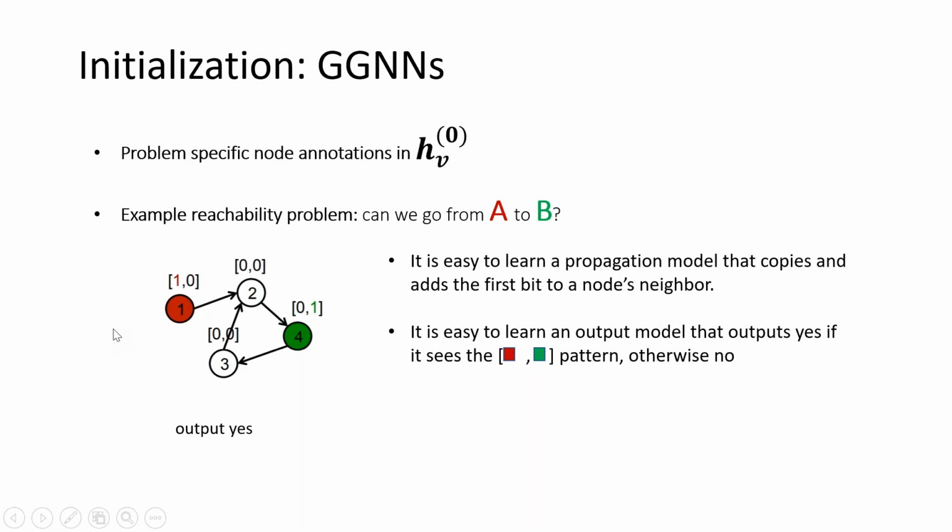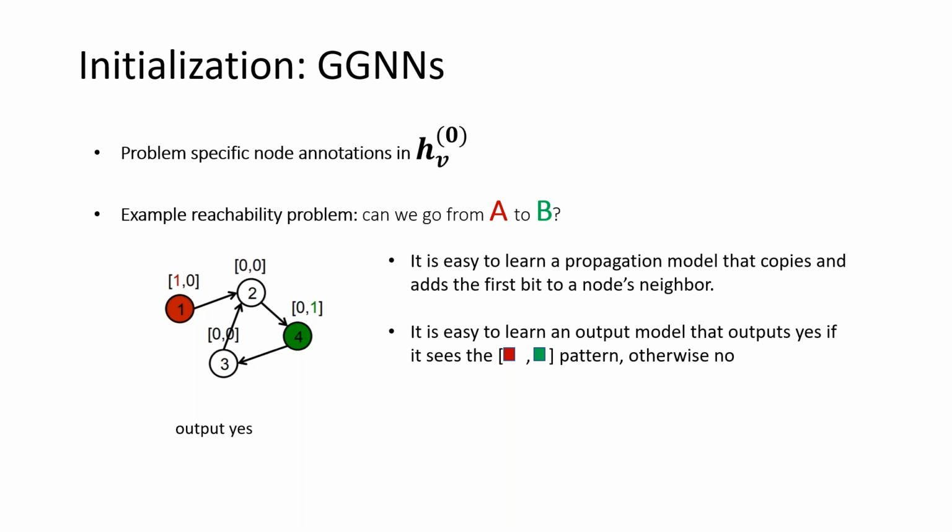So let's say we have an initialization of GGN like this, where a problem-specific node is annotated with h_v. If you see here, the information goes from the red to the green node, let's say A to B. So the reachability problem: can we go from A to B? It is easy to learn a propagation model that copies and adds the first bit to the node's neighbors. It is easy to learn an output model that outputs yes if it sees the red and green pattern, otherwise no. So here the output is yes.